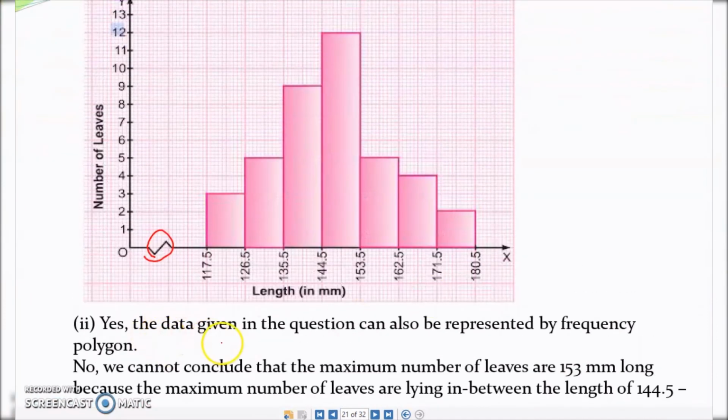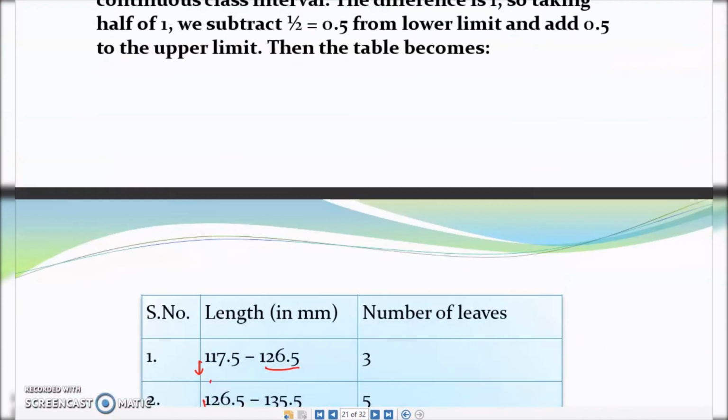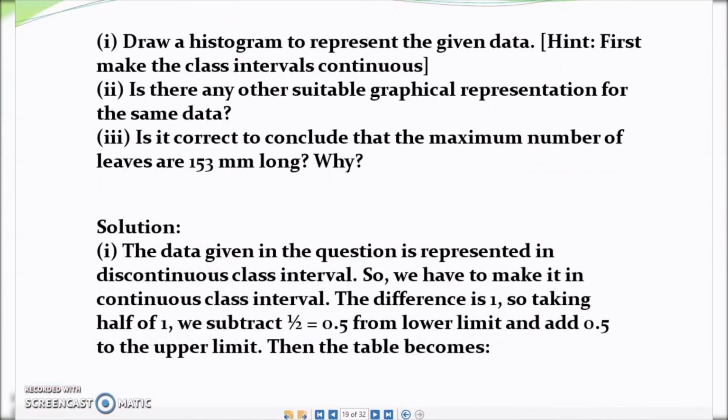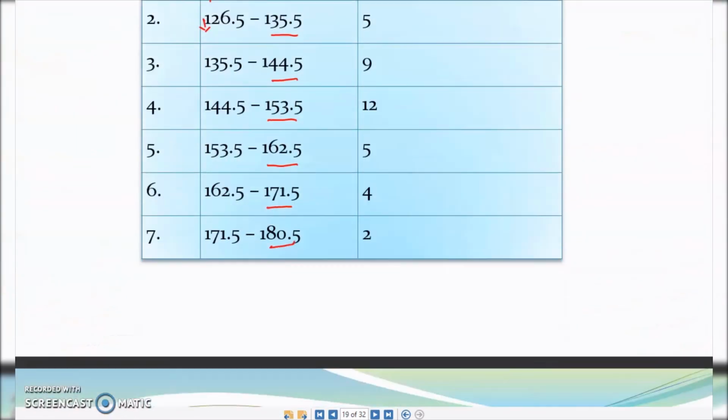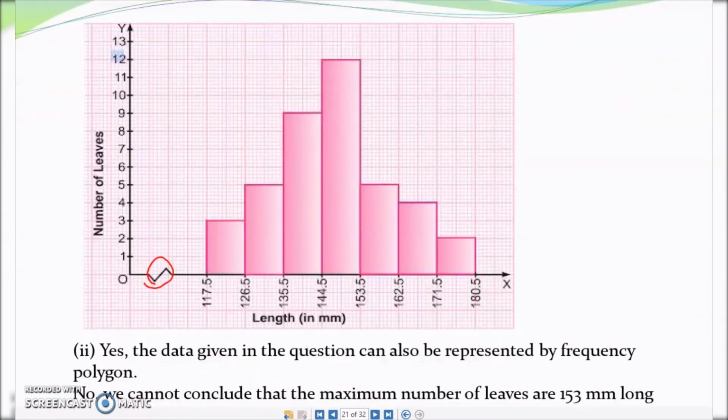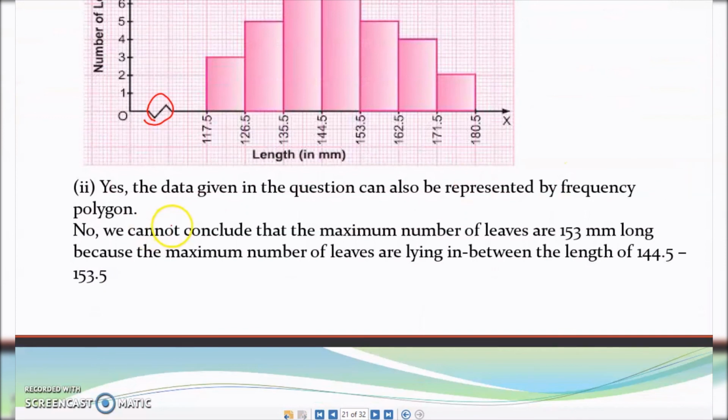And then from the data, a few questions have been asked. Is there any other way to plot this data? We'll see the questions now. Draw a histogram to represent the given data that we have done. Is there any other suitable graphical representation for the same data? Is it correct to conclude that the maximum number of leaves are 153 millimeters long, and why? Now, there is another way to represent this data, and that is through a frequency polygon. And what a frequency polygon is we'll see later.